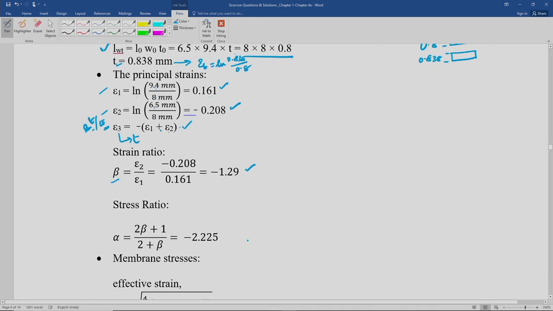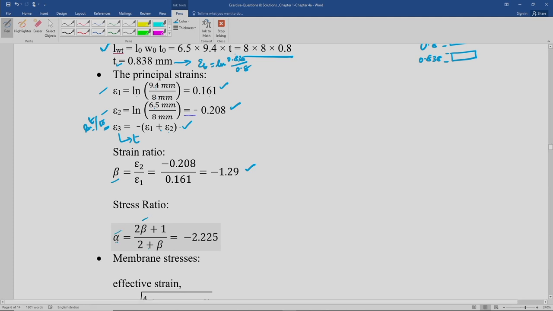So, beta is known to you, you can get alpha by (2 beta plus 1) divided by (1 plus beta), and I think you understand how, when did we relate this alpha and beta? We related them with the Levy-Mises flow rule, the same equation which you used previously to derive the effective strain equation. One of the end results of the Levy-Mises equation is to relate alpha and beta.